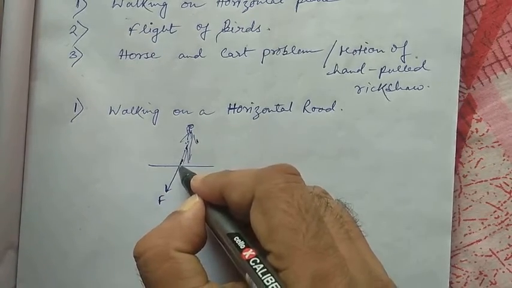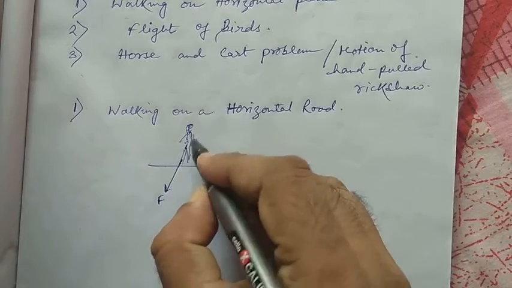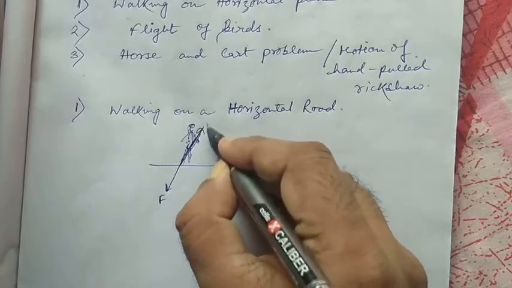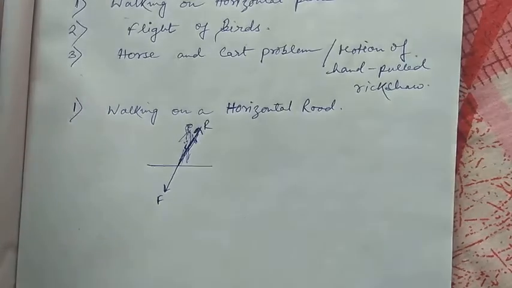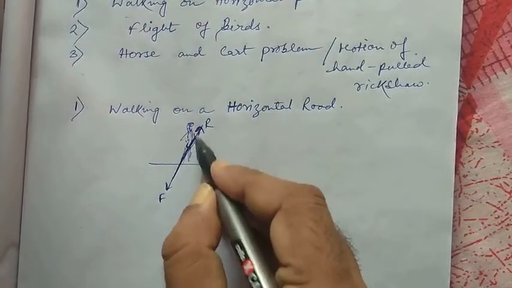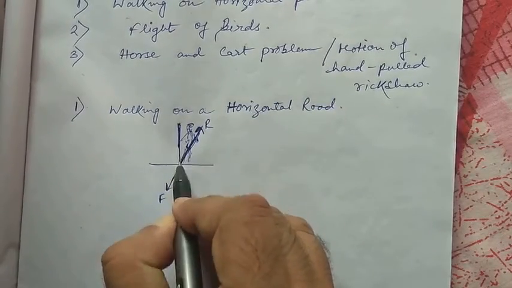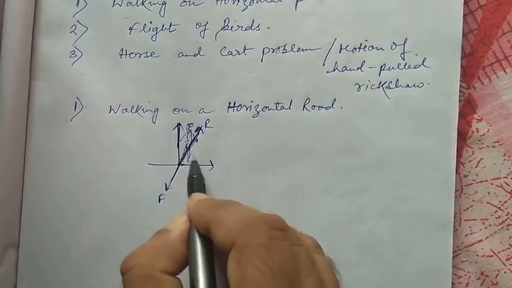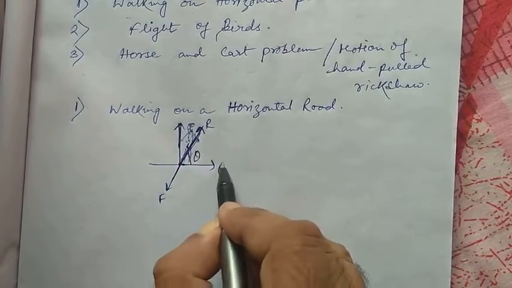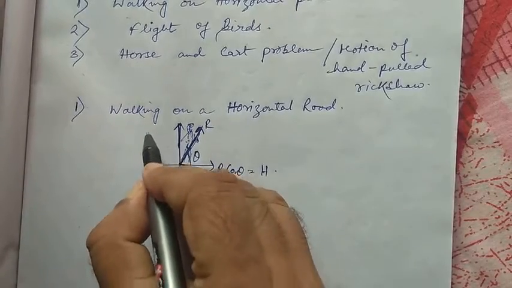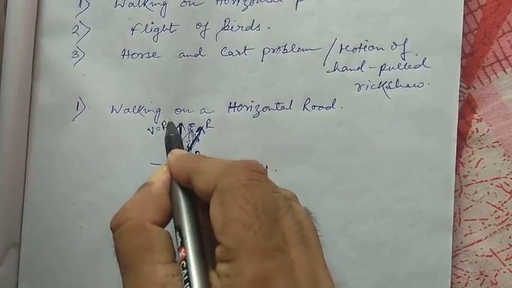So if the man presses the ground with the force F in the backward direction, the ground also reacts back with a reaction force R in the opposite direction. If we break this R into two components, suppose this is theta, this is R cos theta, the horizontal component H, and the vertical component V as R sin theta.